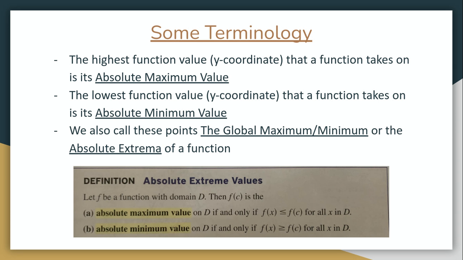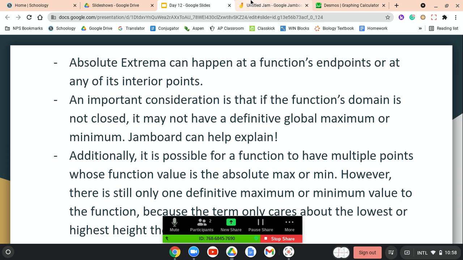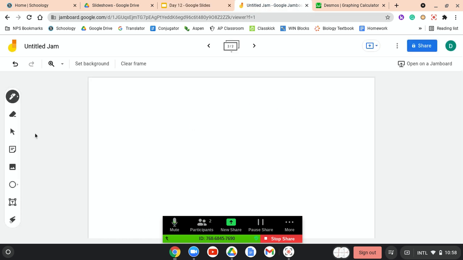Okay. Absolute extrema can happen at a function's endpoints or any of its interior points. I'll go to Jamboard to explain. Let's say I had some function that was defined between x equals -1 and x equals 1. That means the domain of the function is every number between -1 and 1, including -1 and including 1.